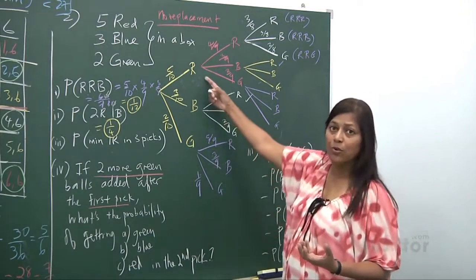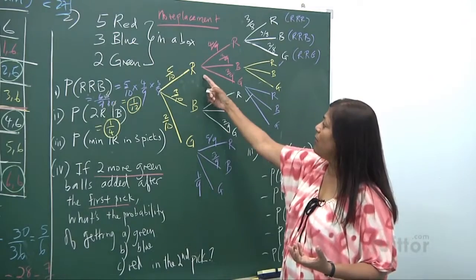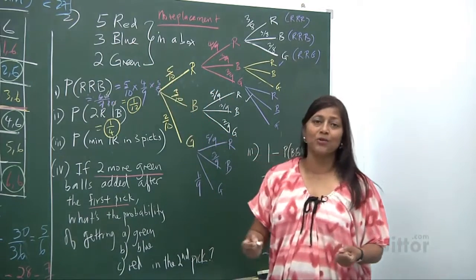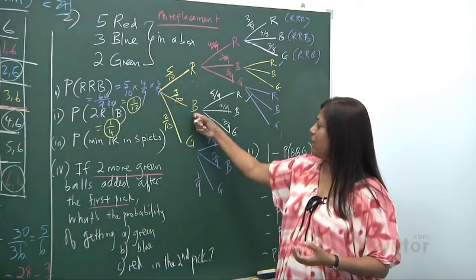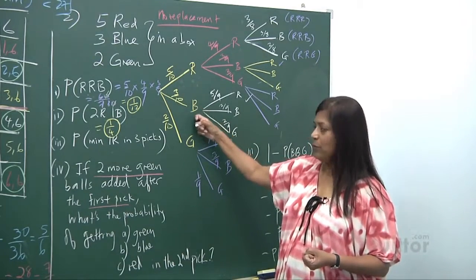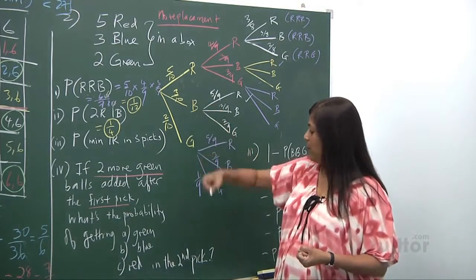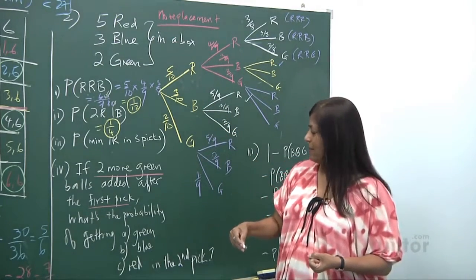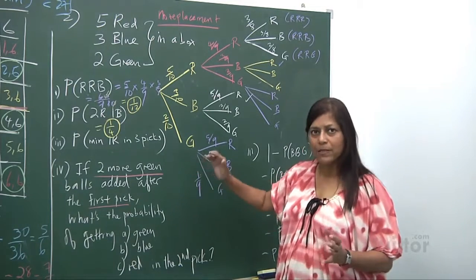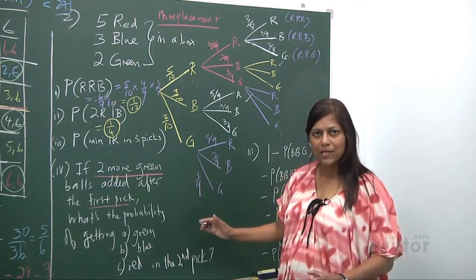It is 4. 2 plus 2 is 4 out of your 11. Because you've taken. And then if you look at this blue, okay, you've taken a blue out and you add 2 greens. Okay, so we can draw a probability tree to see this interpretation.